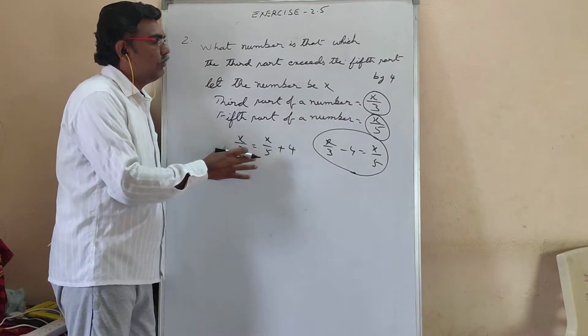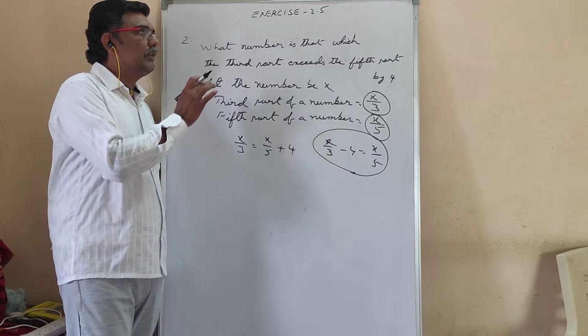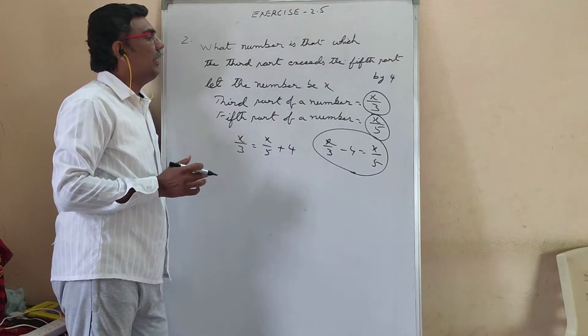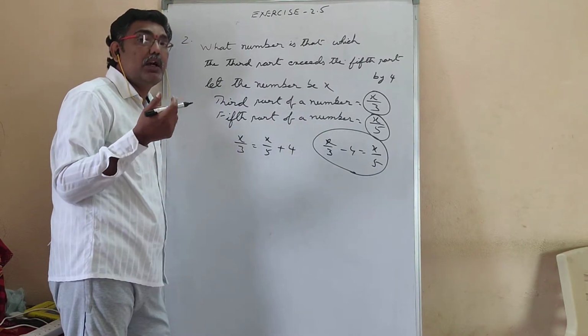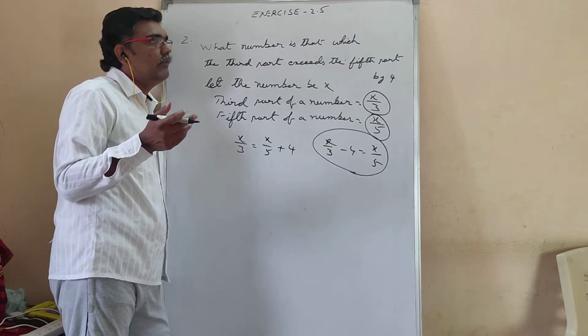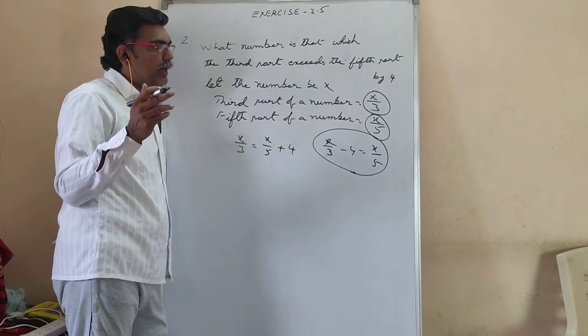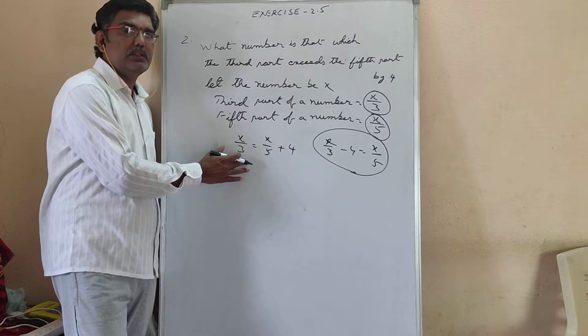Okay. Now, till here, I will explain once again. What number is that of which the third part exceeds the fifth part by 4? Third part exceeds means more. Third part is more than which part? Fifth part. By how much? 4. Means for the fifth part, if you add 4, you are getting the third part. Okay, this is the correct answer.